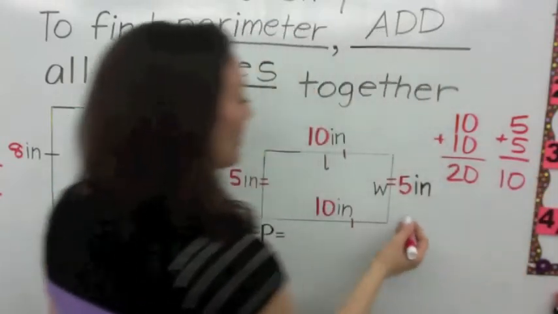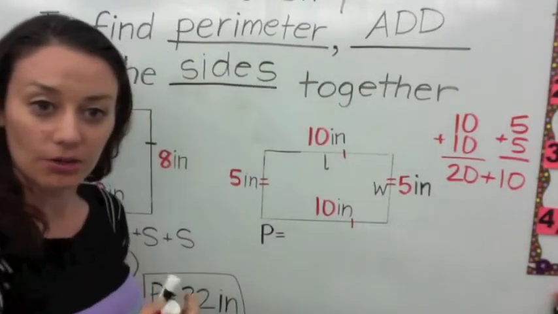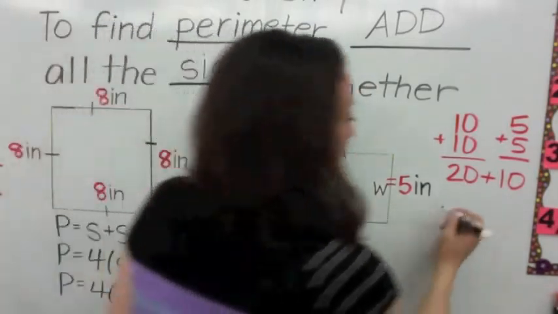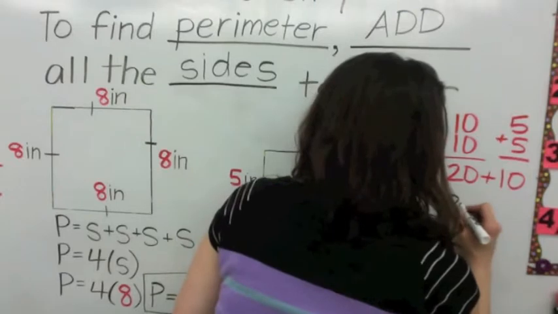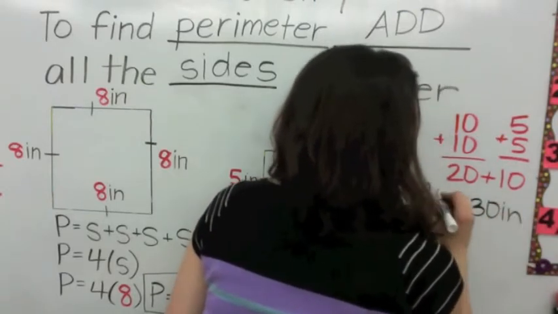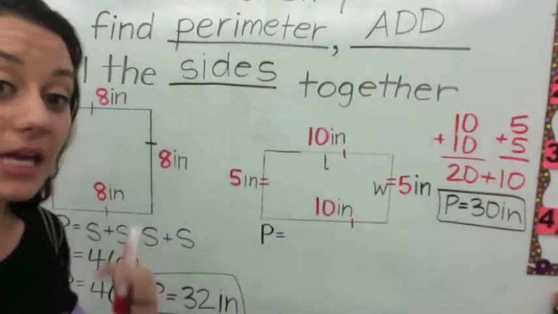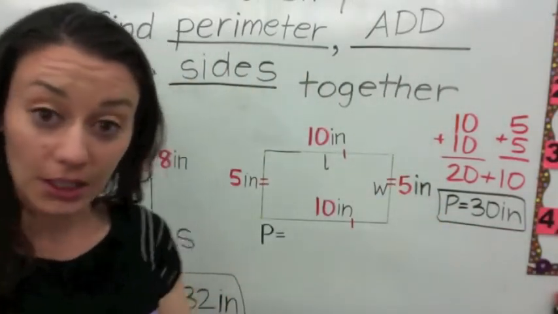Now, we have to add all of it together. So we have to add 20 plus 10, correct? What's 20 plus 10? It is 30, but it's not just 30. It's 30 what? I'm talking about inches now. All right, 30 inches.